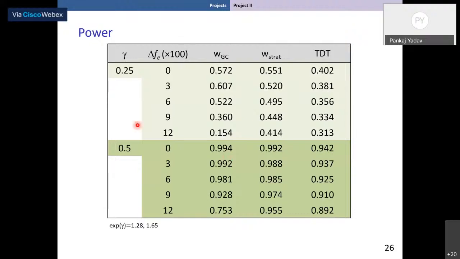But if this was a very low level of interaction, where gamma equals 0.5 corresponds to a moderate interaction, then for a moderate level of interaction we get good statistical power in all the test statistics, even for the WGC. But the trend is still there. As you can see, when the level of interaction stratification is higher, there is a drop in the statistical power.